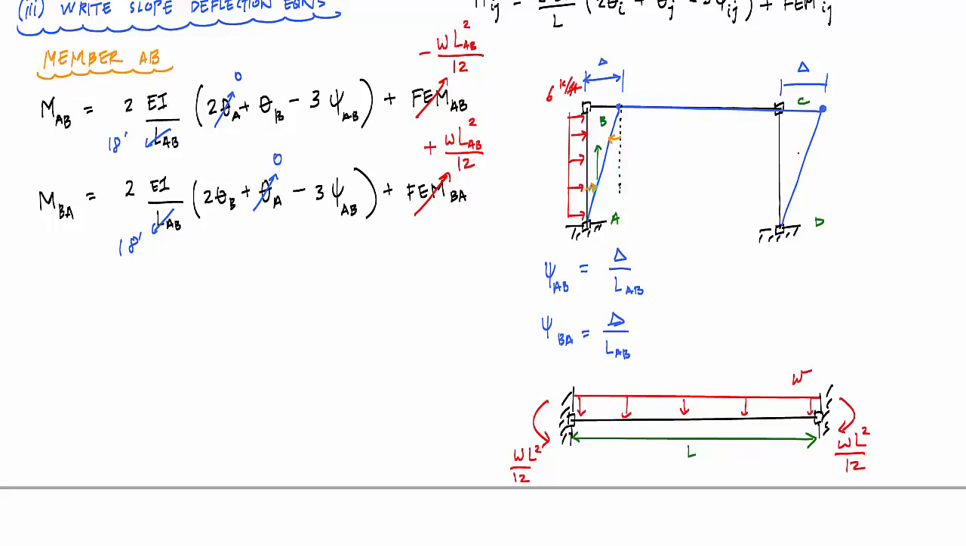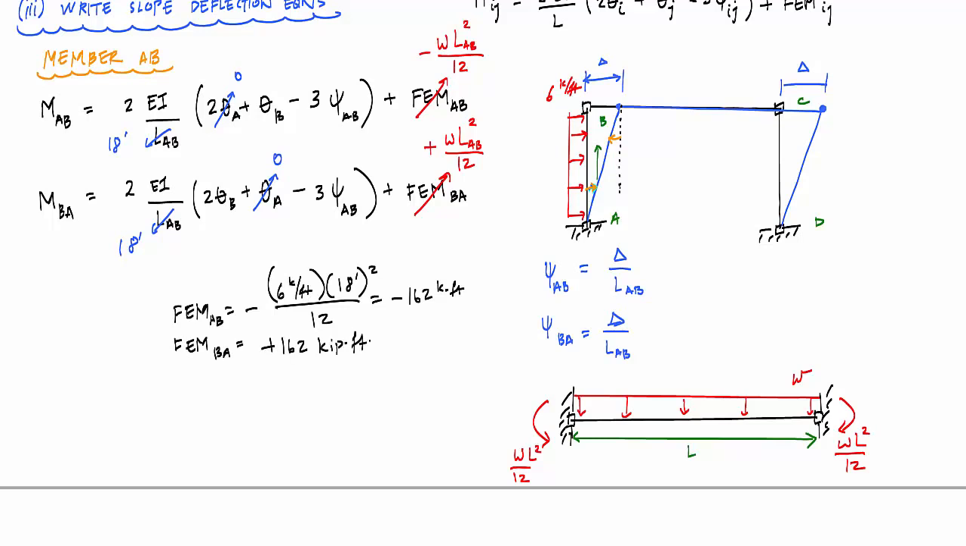And if I go ahead and calculate this WL_AB squared over 12, that FEM_AB, if I plug and chug, is going to be negative 162 kip-feet, and here FEM_BA is going to be positive 162 kip-feet. And those are my slope deflection equations. For here, I don't need to substitute this delta over L yet, unless I want to solve for delta directly. But I can leave this psi_AB as an unknown.